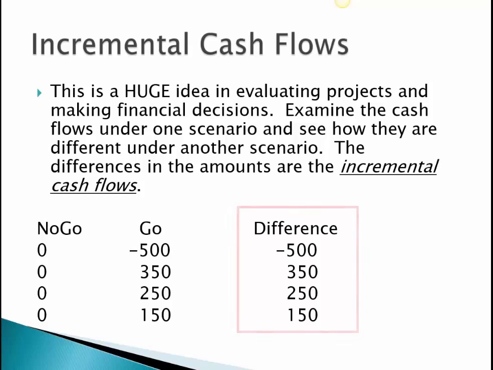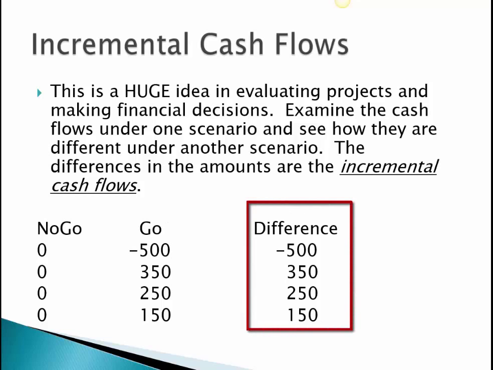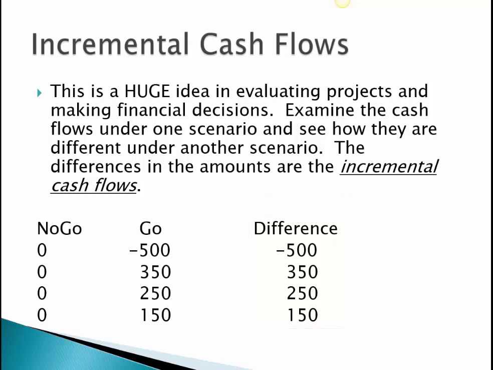So you can see an easy example here. If we don't go forward with the project, we'll have no cash flows in year 0, no investment up front. We'll have no cash flows in year 1, no cash flows in year 2, no cash flows in year 3. Whereas if we go forward with a particular project, we might have an initial investment of $500. Our year 1 cash flows at the end of the day we expect to be $350. Year 2 cash flows are $250. Year 3 cash flows are $150. And the difference between those two scenarios are the incremental cash flows. And in this case, it's really simple to see that the difference is just the cash flows that we get from going forward with the project. But the big idea is that it's the difference between these two.